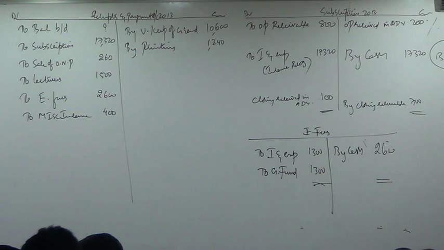Amount paid, question mark, less outstanding at the beginning 240. Amount shown as expense 1,000. Go reverse, 1,000 plus 240, 1240.